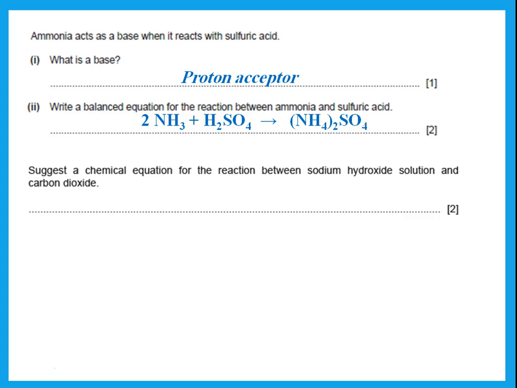Okay, so now the chemical equation for the reaction between sodium hydroxide and carbon dioxide. Now, sodium hydroxide is a base, and we said a base, when it reacts with something, that thing must be acidic. And actually, that is correct. Carbon dioxide is an acid. So when it reacts with it, it will form sodium carbonate plus water. And then you balance. Okay?